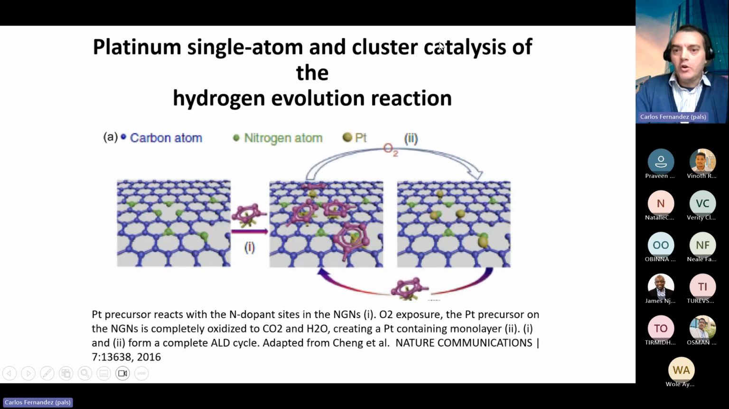So now we're going to look at some interesting articles that have been published over the years. Some work that we have done, as well as work that other colleagues have done. This is from 2016, when colleagues used platinum single atom and cluster catalysis of the hydrogen evolution reaction. In this particular system, they used a platinum precursor with, as we mentioned, carbon or nitrogen dopant sites to create a system. That particular system will help the hydrogen evolution reaction.